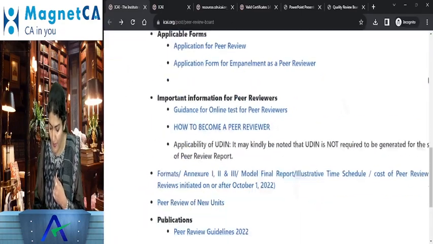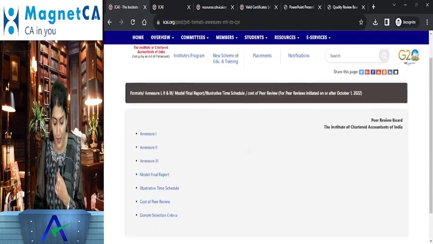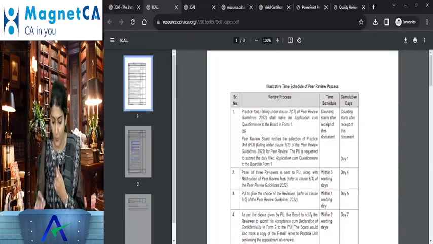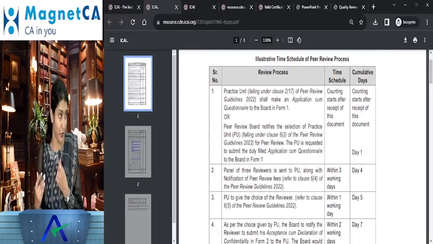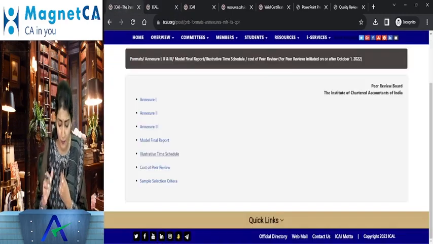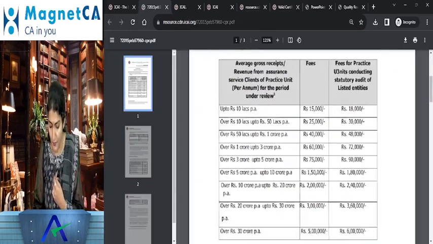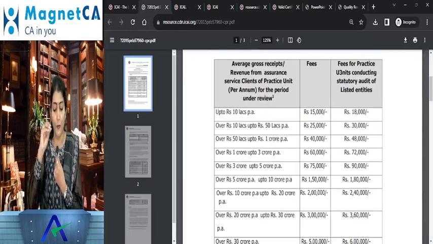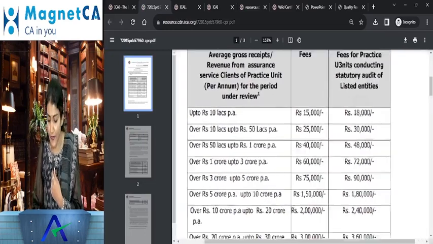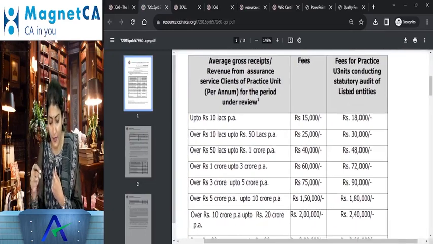This is a very nice form wherein they have given the illustrative time schedule. So you come to know the entire time schedule for conducting the peer review, and again you have the cost of the peer review. In case the average receipts of your firm are up to 10 lakh, then what is the peer review fee? It will be 15,000.